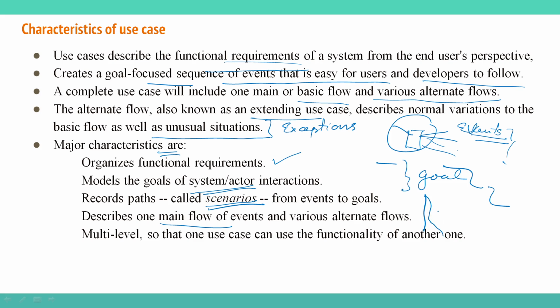It can be represented in multi-level, so that one use case can use functionality in another one. That's what I have just shown above. That is, you have action 1, action 2, and action 3, and actor 1 and actor 2. So actor 1 is acting on action 1 and 2. Actor 2 is accessing actions 1 and 3. So it can be represented in multi-level.